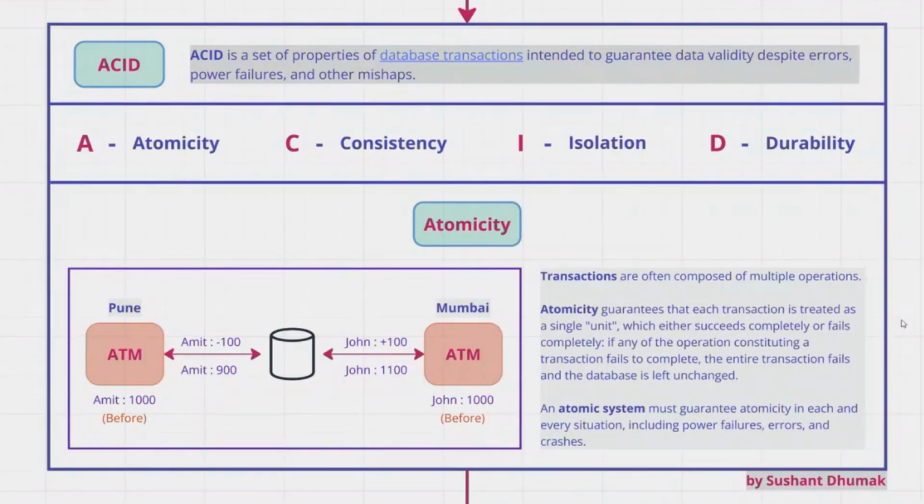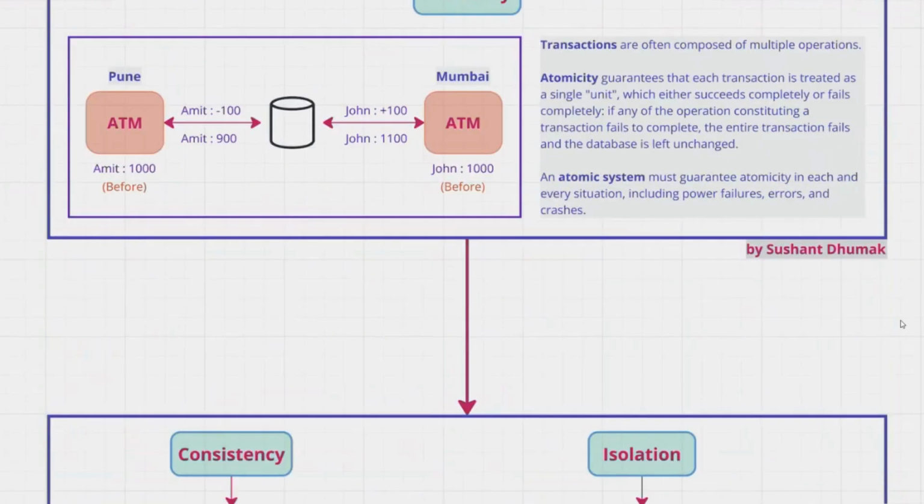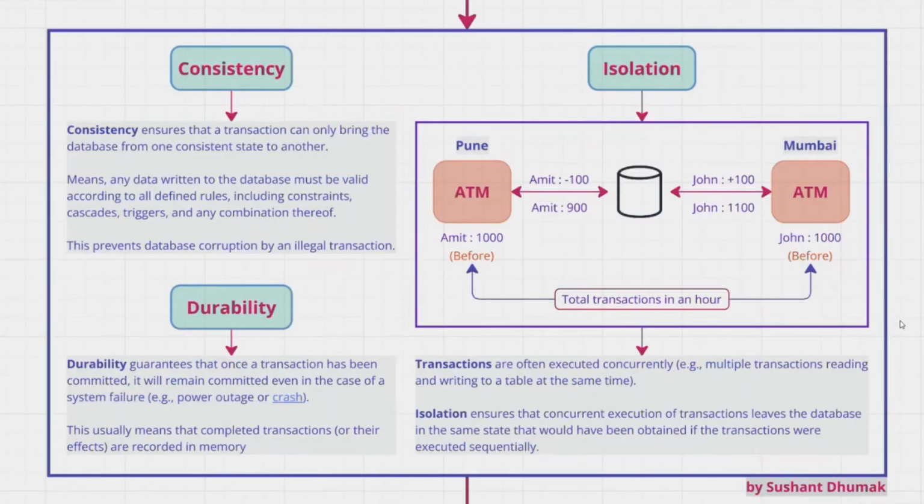Now let's look at the other properties. Let me go down. Here we can see the other properties, and in ACID, C stands for consistency. Consistency ensures that a transaction can only bring the database from one consistent state to another.